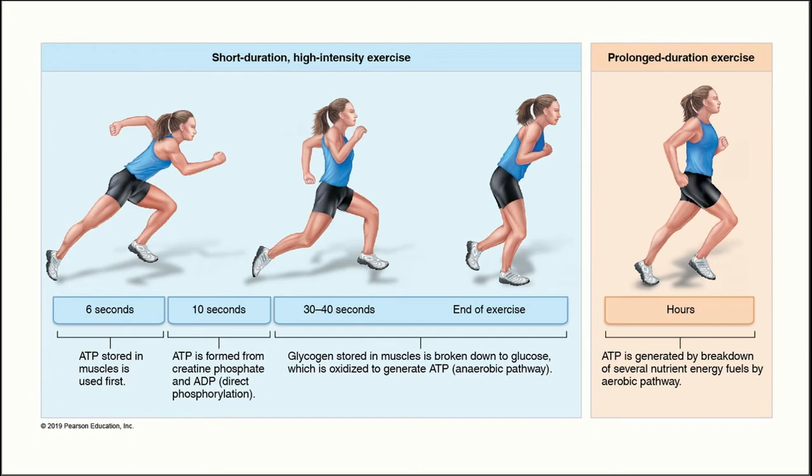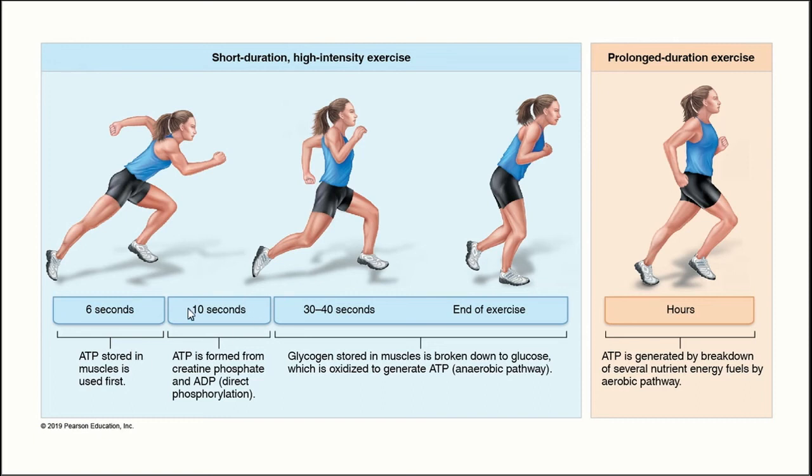So on the left is an example of short duration, but very high intensity exercise. In this case, this is a sprint. Within the first few seconds, the stored ATP in muscle is used. That is very quickly burned off within the first 5 or 6 seconds or so.